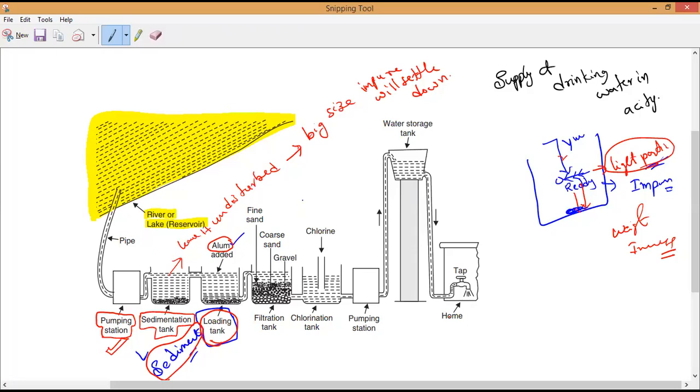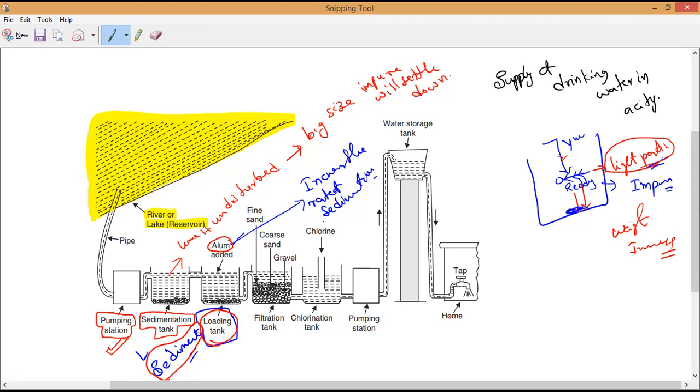It is alum. Alum is a chemical substance which will increase the rate of sedimentation. It will add weight to the particles which are very lightweight and make them heavier so that the particles will settle down faster. But still, some more impurities will be present along with the bacteria, virus, and other disease-causing organisms.